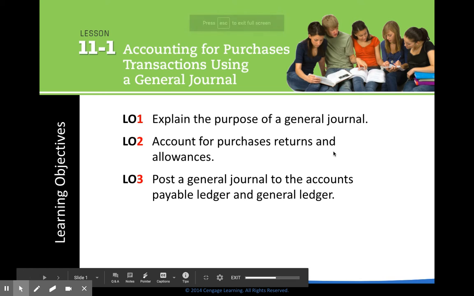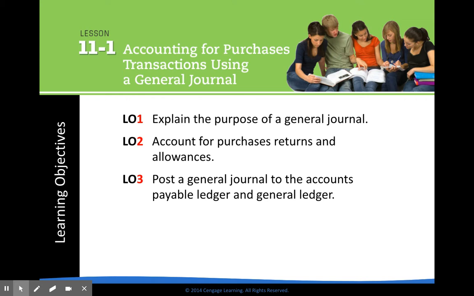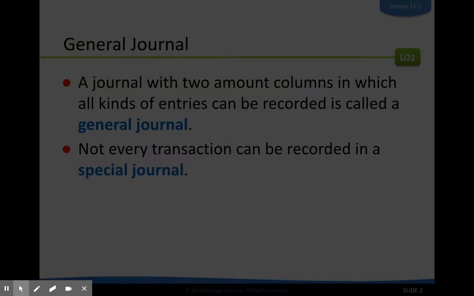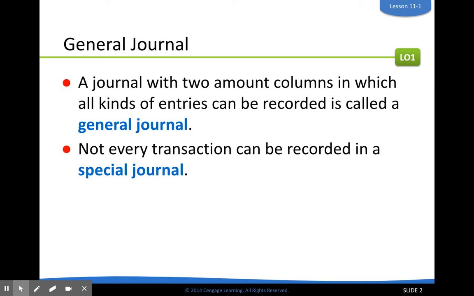In section 11-1, we are going to be introducing the general journal for the first time and also adding a new account for purchases, returns, and allowances, and then posting. So the general journal is different than the journal that we used in chapters 1 through 8. In chapters 1 through 8, we had only a general journal, but it included the general columns, the sales credit, and then the cash debit and credit.